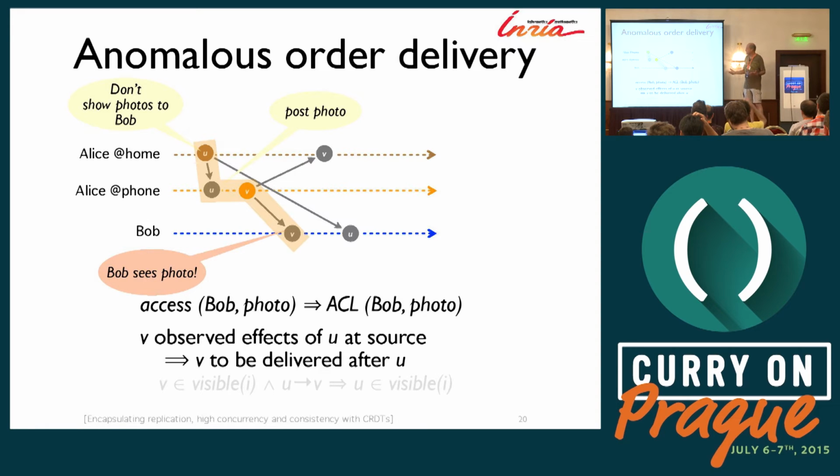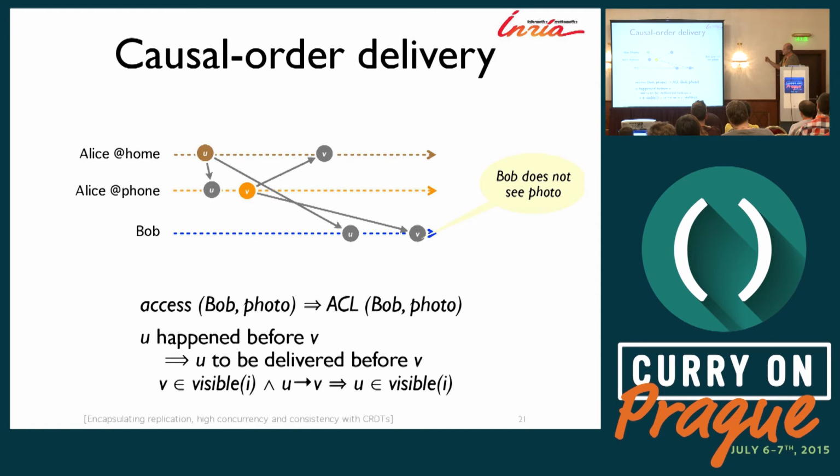So what you would like is what's called causal order delivery, in which, since V is dependent on U, you want V to be delivered after U everywhere. Causal order delivery says that if you have two operations, U and V, and V observes the effect of U, therefore V should be delivered everywhere after U. But if U and V are concurrent, then there is absolutely no single order.